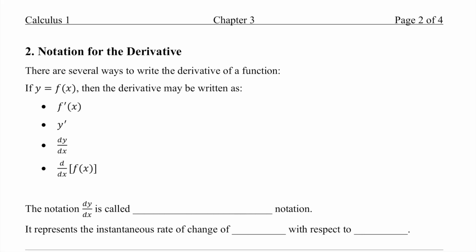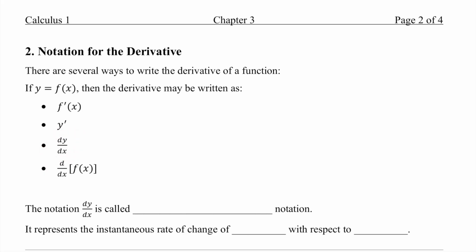Another way to write it is y prime. This is also prime notation, but we use it when the function is written in terms of y. Another very common notation is dy over dx. This is called Leibniz notation. This notation is useful because it clearly shows how y changes with respect to x.